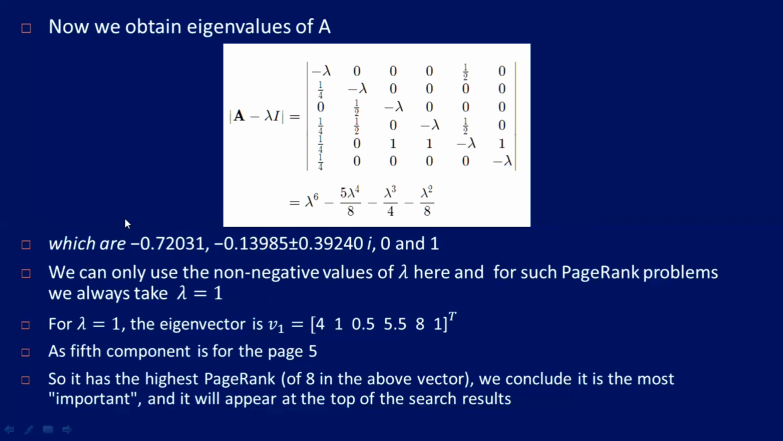So here we have minus 0.72031, which is a real number, and minus 0.13985 plus minus 0.39240 iota, and this is the complex eigenvalue, and next we have 0 and 1. So we have a total of 4 eigenvalues, and now we have to find the eigenvectors corresponding to those eigenvalues.